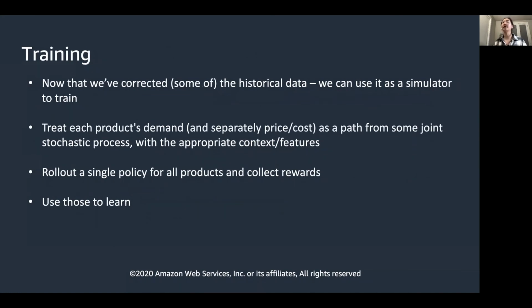Now that we have corrected some of the historical data, we can use it to construct a simulator, and that simulator can be used for training our RL algorithms. We treat each product's demand as a path from some joint stochastic process with the appropriate context and features. I will elaborate on those features in the next slide. And then we roll out a single policy for all products and collect the rewards and use all of those episodes to train our RL policy.